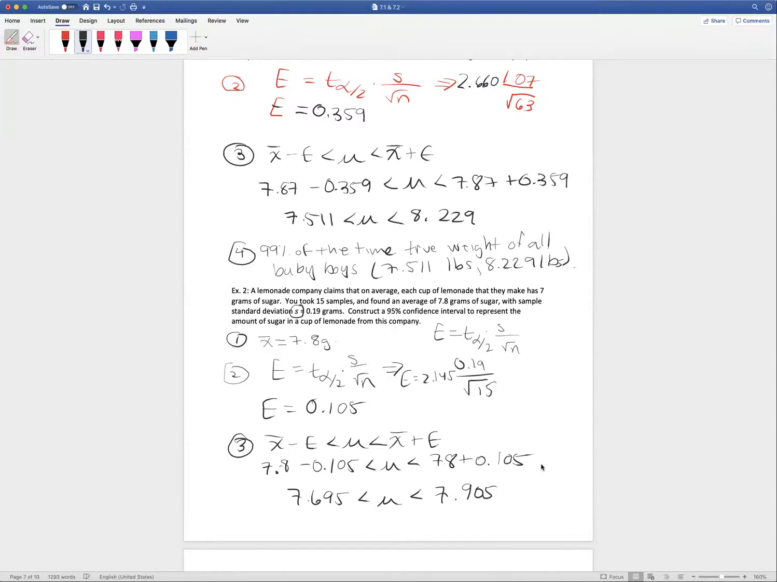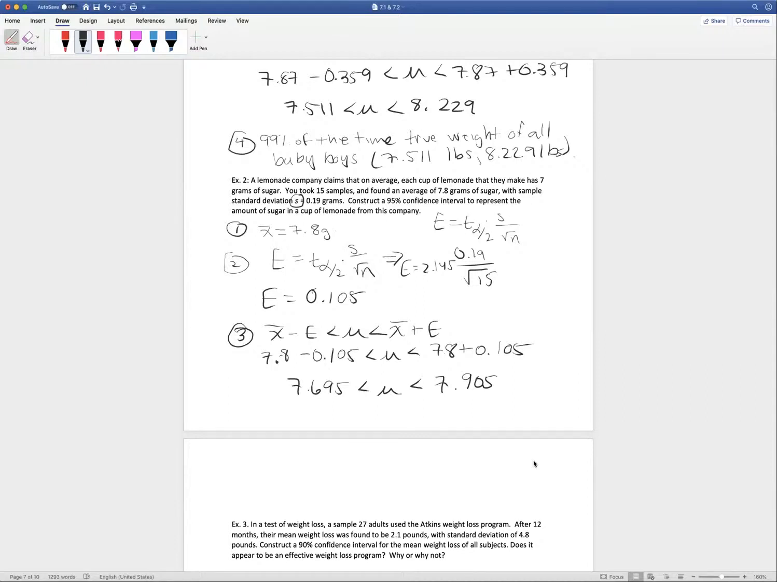7.905. And so what this is telling us, because we're dealing with a 95% confidence interval, is that 95 out of 100 times, the true amount of sugar per cup of lemonade will be between 7.695 and 7.905. 95 out of 100 times it will be located in here.